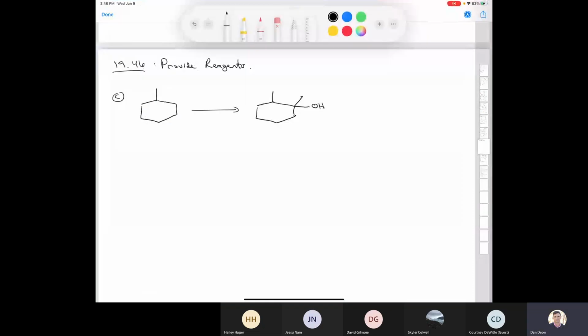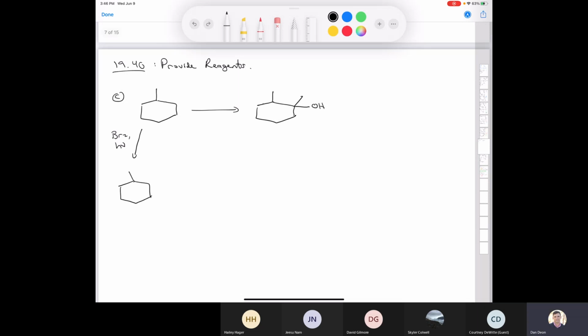All right, question 19.40. Did I write 19.46? Because I meant 19.40. It's just to provide the reagents question. So the first thing that we know is that if we have methylcyclohexane, the only possible reaction we could do, since it's not an alkene, would be to treat it with bromine and light and do a bromination, which is a radical reaction.